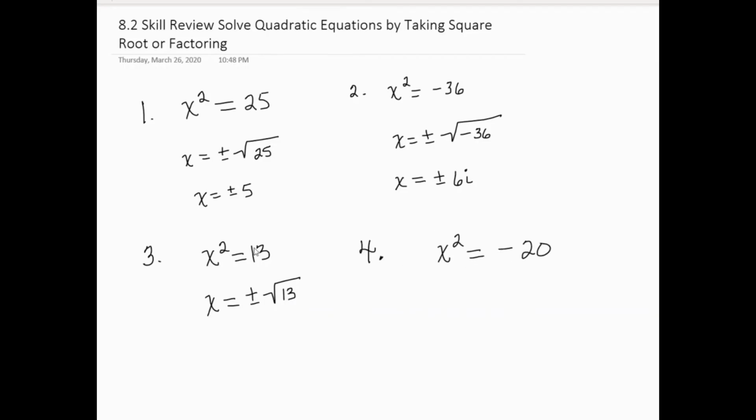Problem number 4, x squared equals negative 20. Take the square root of both sides. So I have positive and negative square root of negative 20. And then I'm going to simplify this. I'm going to take negative 20 and break it up into negative 1 times 4 times 5. And when I simplify this, I have 2i times the square root of 5. I've got two answers, and because this i here is telling me that they're imaginary, I've got two non-real answers.